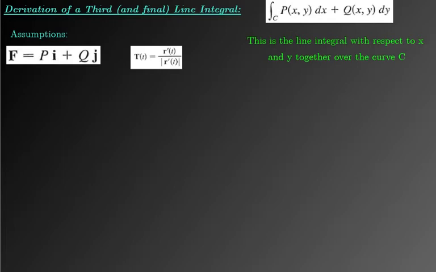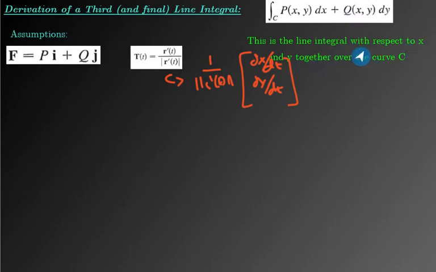So I'm going to start off, and I'm just going to define some vector field as P, Q. Basically a two-dimensional vector field. I'm just going to do everything here in 2D, but it's really just for my ease of writing. And if you wanted to, you could extend everything I'm about to talk about to higher dimensions as well. We also know that there's this unit tangent vector, which is r prime over the magnitude of r prime, which I could also write as 1 over the magnitude of r prime times the vector dx/dt, dy/dt, right? And so using these things, I can create this line integral, which is the line integral with respect to x and y together over some curve C, okay?